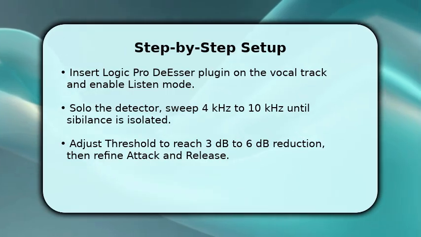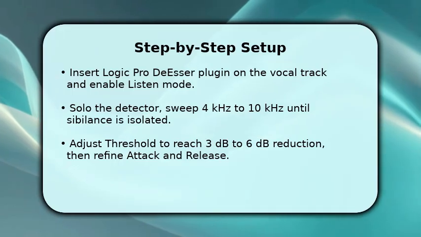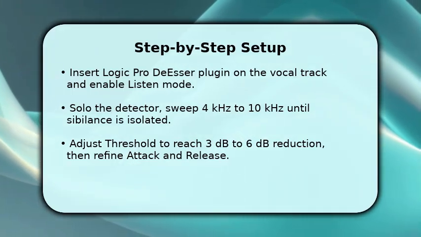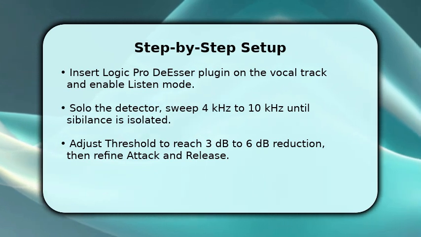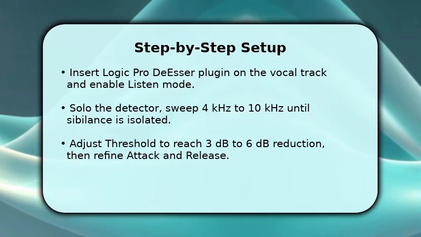Reduce threshold until you see about 3 dB to 6 dB of peak reduction on offending syllables. Set attack to fast and release between 30 ms and 100 ms for natural decay. Bypass periodically. For efficient results, learn typical vocal sibilance regions.